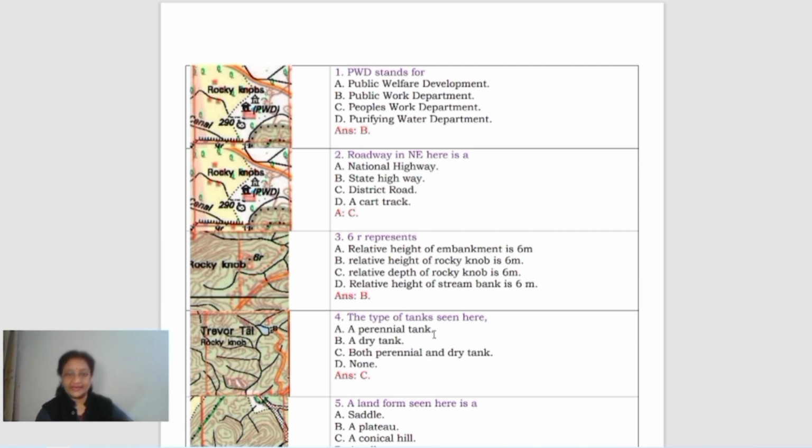Next, the type of tanks seen here. What type of tanks can we find here? Now in this you will find, see, one part is blue colored, okay, the other part is dotted. So you can say both types of tanks can be seen. Clear? Both types of tanks, a perennial as well as a dry tank. So yes, C option is correct.